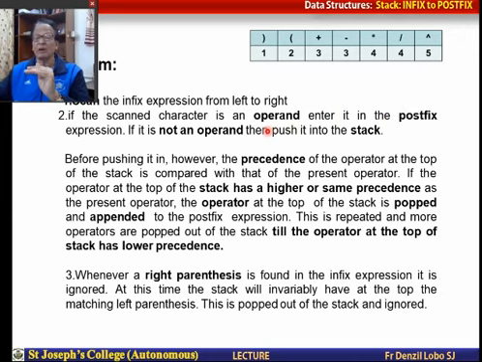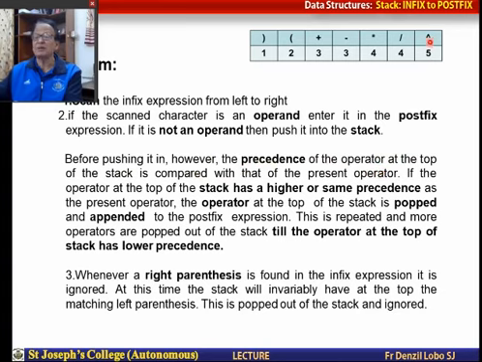But if it is not an operand, then push it. Not an operand means it is a left parenthesis, a right parenthesis, or any of the operators plus, minus, etc. Then you push it onto the stack. But there is a condition. Before pushing these operators onto the stack, the precedence of the operator at the top of the stack is compared with that of the present operator.